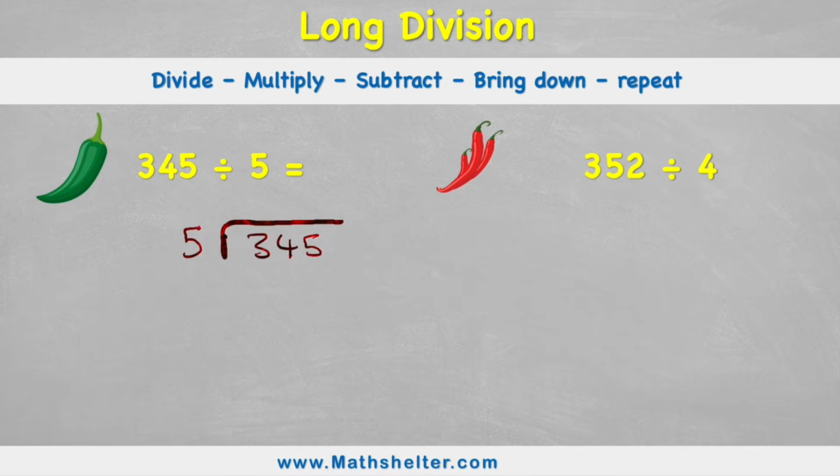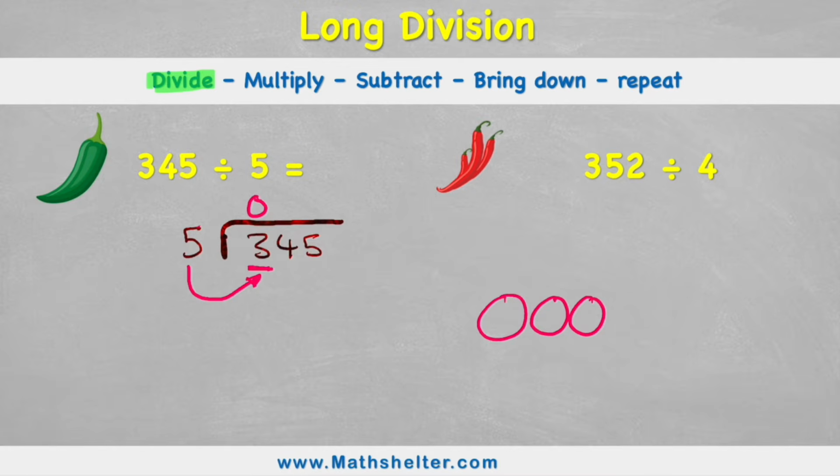So unlike addition, multiplication and subtraction, with division we actually start with our largest value, and our largest value is obviously this 3 here because it holds the value of a 300. So I'm first going to work out how many 5s are there in 3. Well, if I had 3 sweets, could I make any groups of 5? No. So my answer to how many 5s are in 3 would be 0. So I've just done the first step, divide.